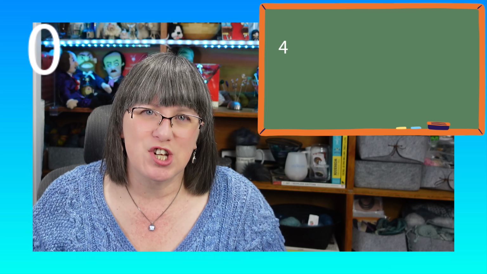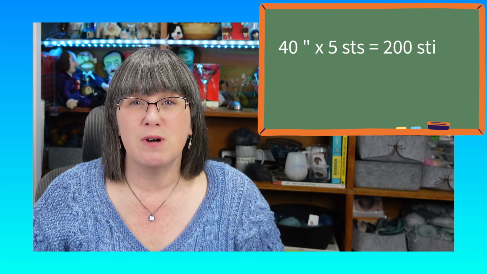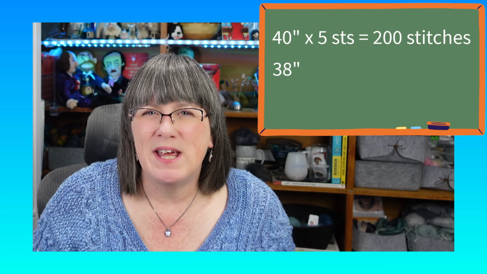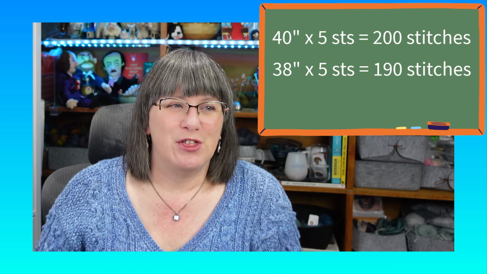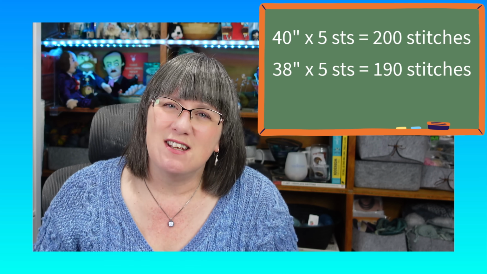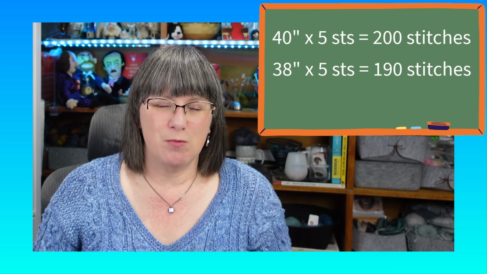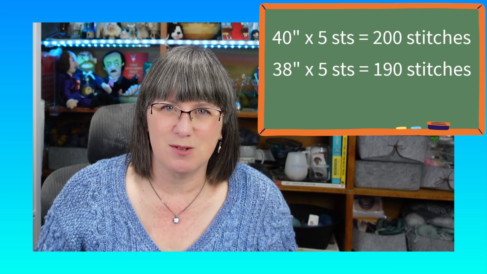Let's do a simple example. Let's say that your stitch gauge is 5 stitches per inch and you cast on 200 stitches for a 40-inch hip, but you want your waist to be 38 inches, not 40. 38 times 5 is 190. We started with 200 stitches. We want to reduce it to 190 stitches by the time we get to the waist.